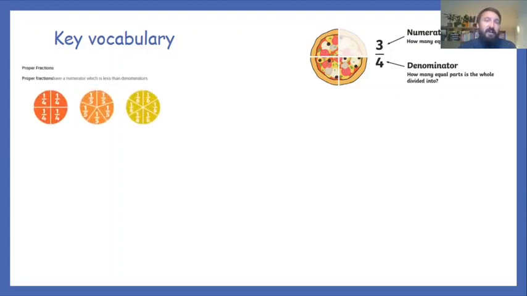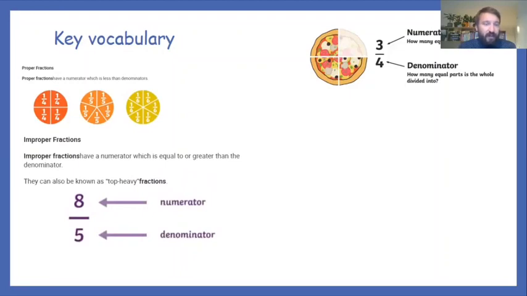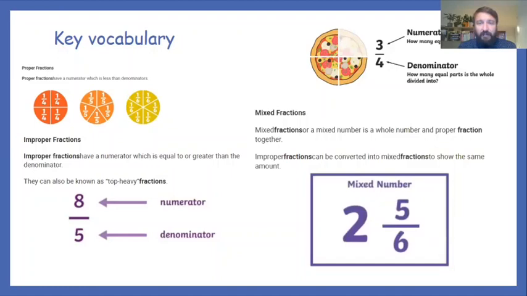Proper fractions. We've already looked at proper fractions in our earlier sessions. Today, we're going to be focused more on improper fractions. Improper fractions have a numerator which is greater than the denominator, sometimes referred to as top-heavy fractions. And finally, mixed fractions. A mixed fraction has a whole number and a proper fraction together, as you can see in this example here, 2 and 5/6. So a whole number and a fraction together.